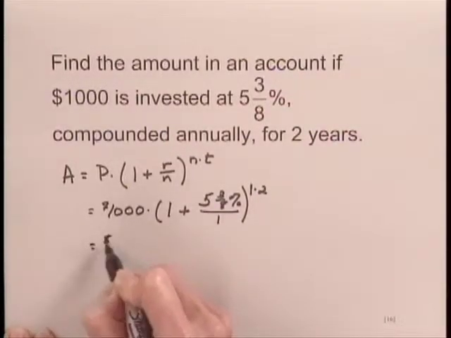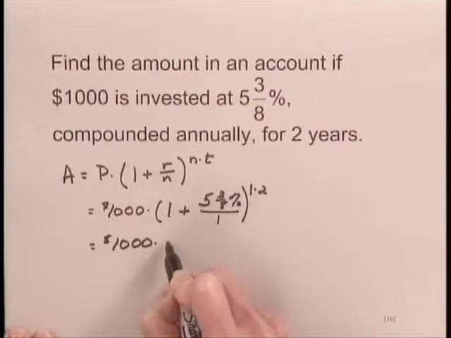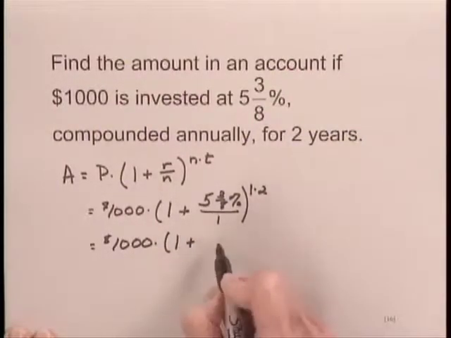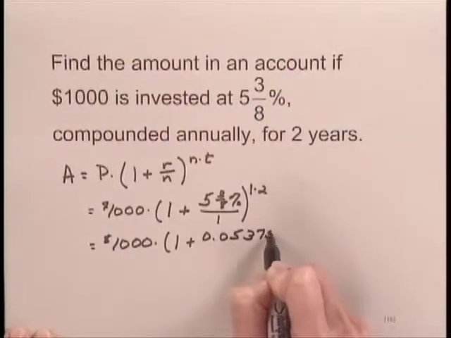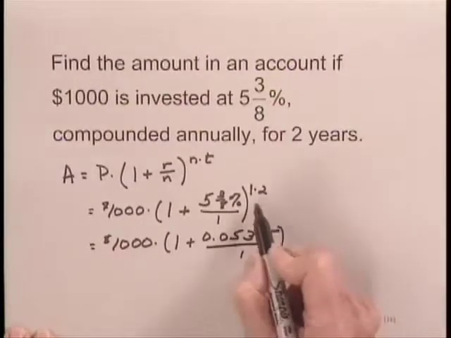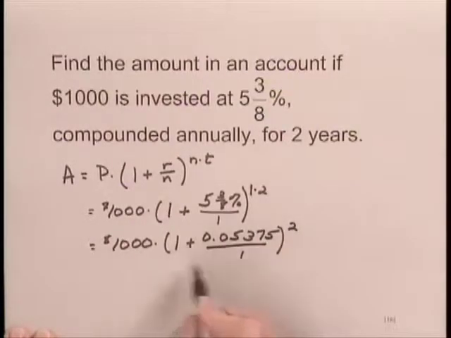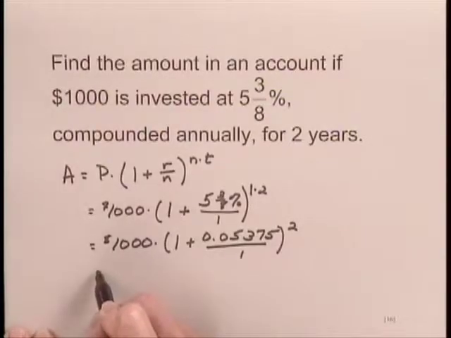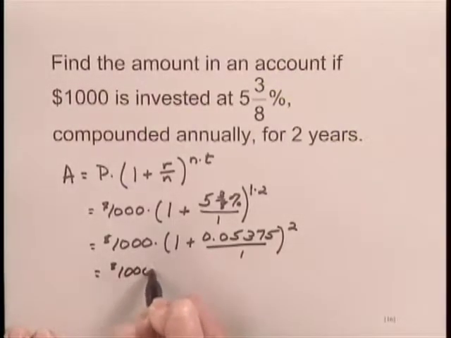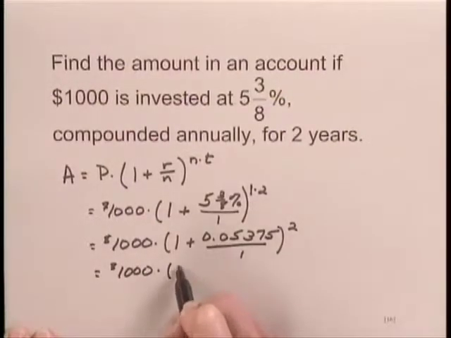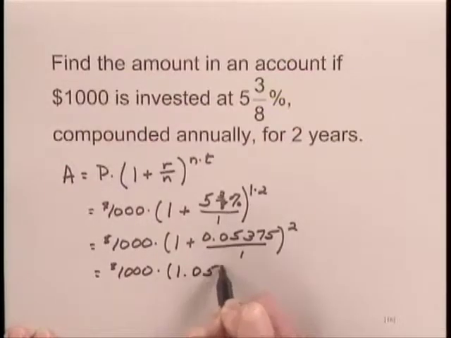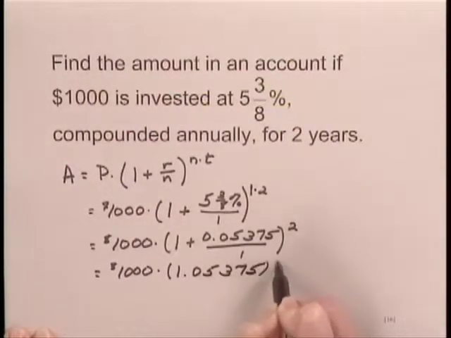And now we just need to do the computation. I'm going to write 5 3/8% as 0.05375. And I'm going to multiply the 1 and the 2 here. So I have this amount squared times $1,000. And that gives us 1,000 times, this number over 1 is just this number. And when I add 1, I get 1.05375 squared.